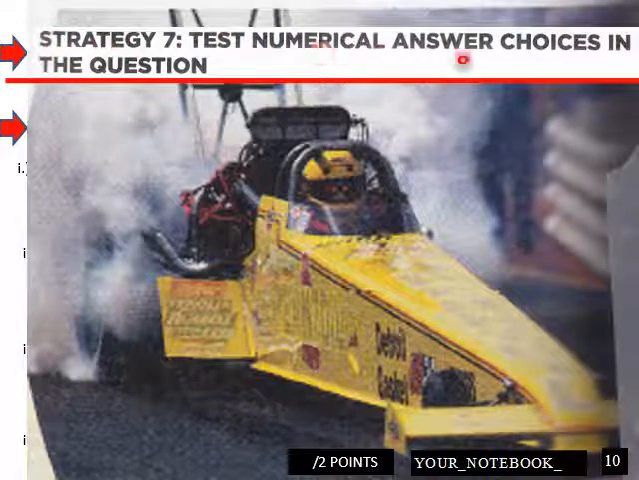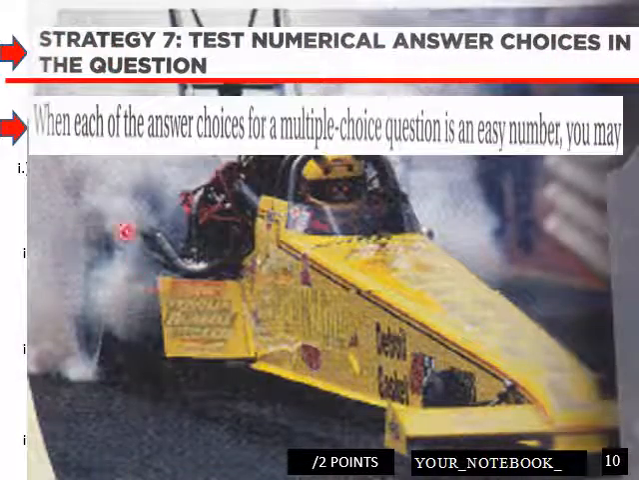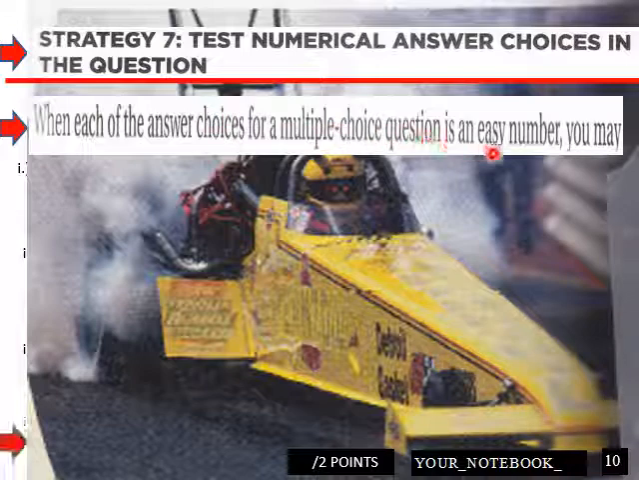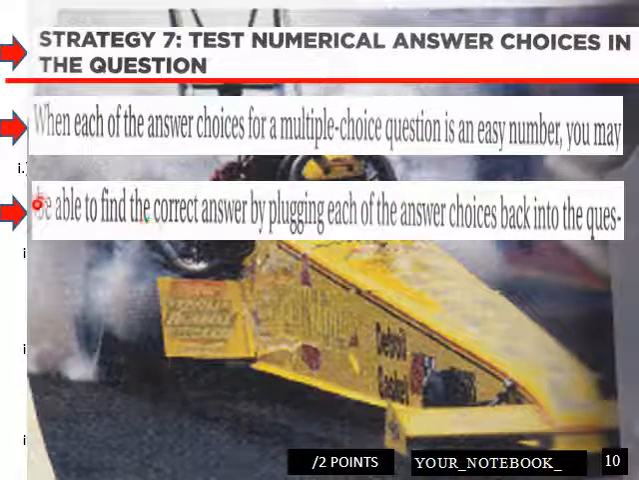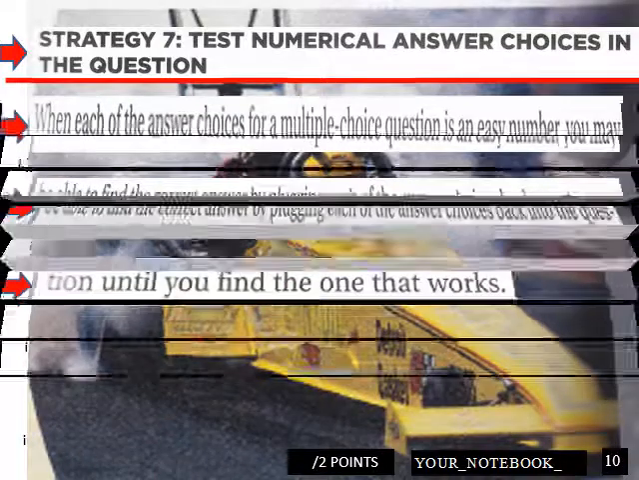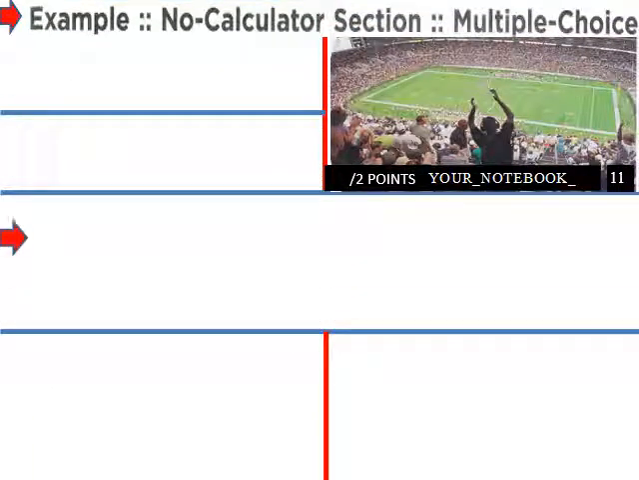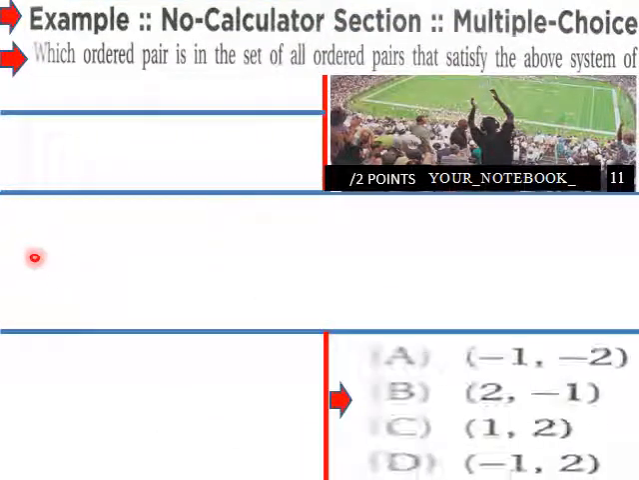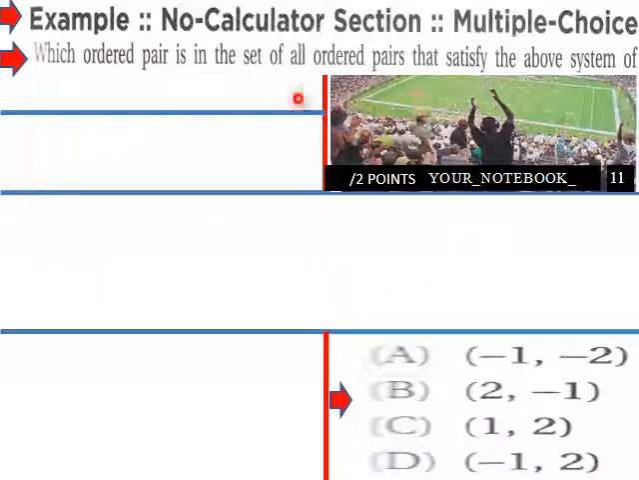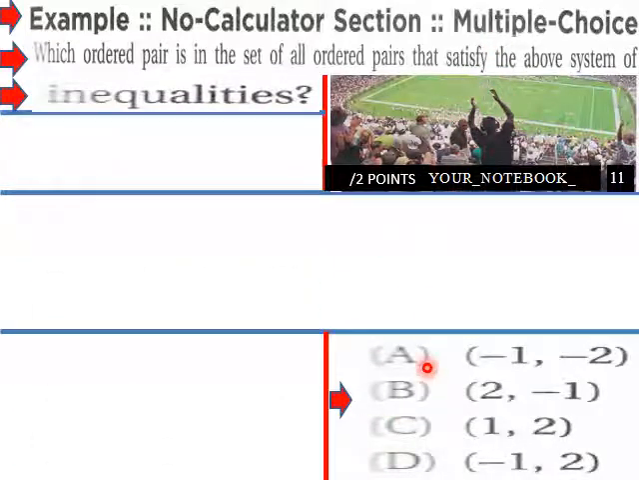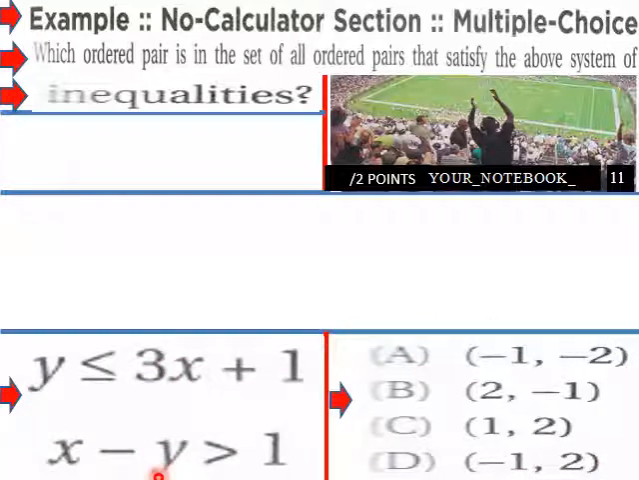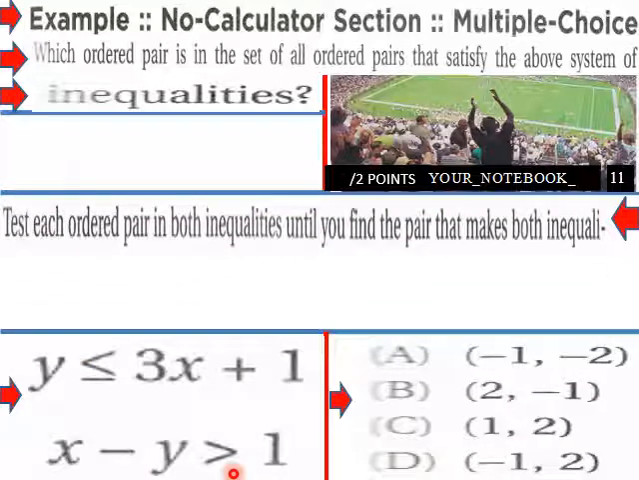Strategy 7, test numerical answer choices in the question. When each of the answer choices for a multiple choice question is a number, you may be able to find a correct answer by plugging each of the answer choices back into the question until you know it works. Oh, that'd be nice. So multiple choices are so cool. Example, no calc section. Which ordered pair is in the set of all ordered pairs that satisfy the above system of inequalities? Here is the set that they provide, and here is our system of inequalities.